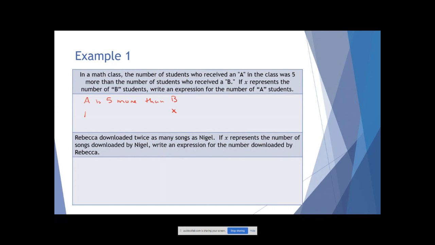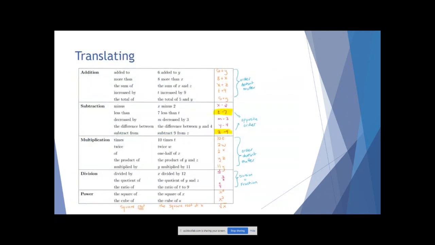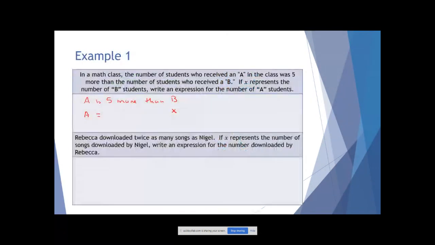Okay, so A is, now the word "is" usually translates to an equal sign. And then 5 more than, that is addition. We go here and get my "more than". More than translates to addition, like 8 more than x is 8 plus x. So going back to my pen, okay, 5 more than would be 5 plus x.